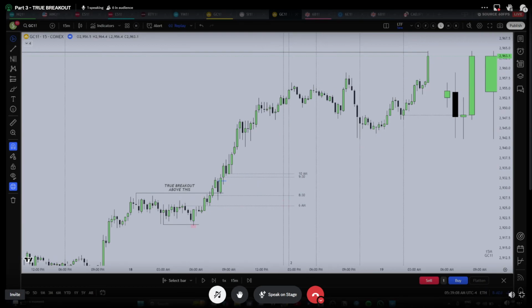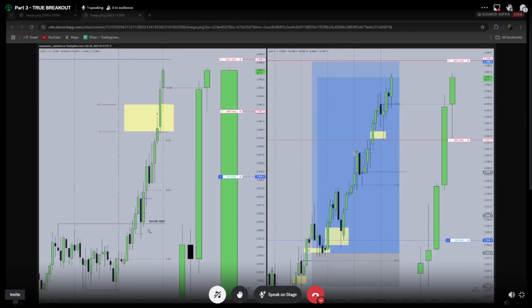And now showing you my position on that one. True breakout over range high. First position immediately on this closure. Second, first position on 830, right? Immediately on this closure, 830 tags me in.